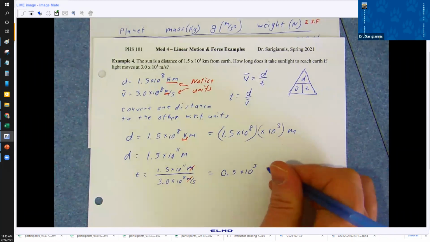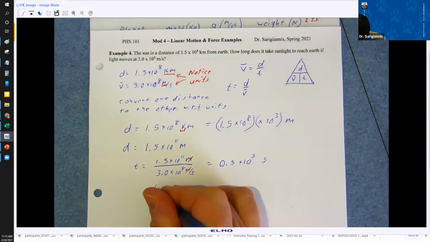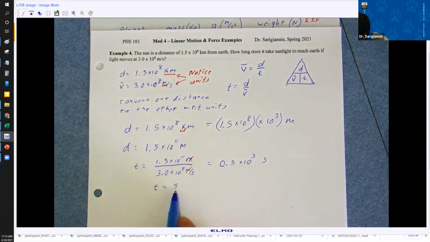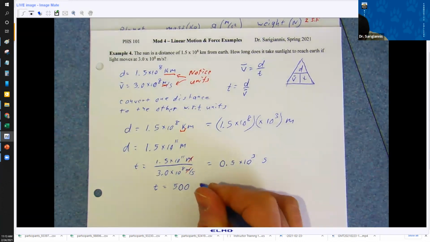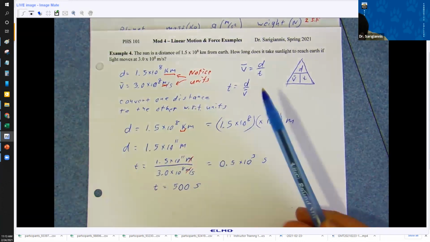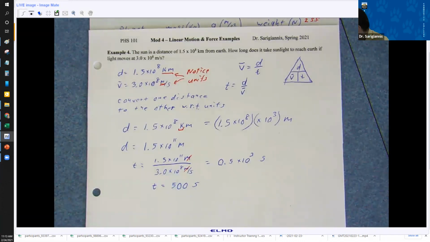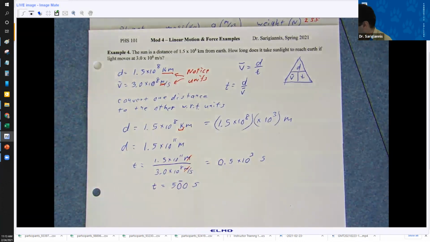This is in seconds. So I'm going to write this out in decimal form. Our time equals this times 10 to the 3rd, so 500 seconds. And I need to figure out my significant figures here. I basically got 2 in each of these measurements. So my answer is going to be written with a bar over the 0 here. This is my time in seconds.